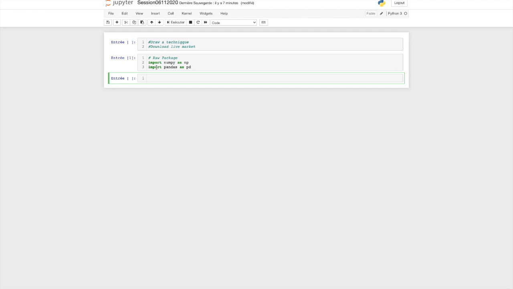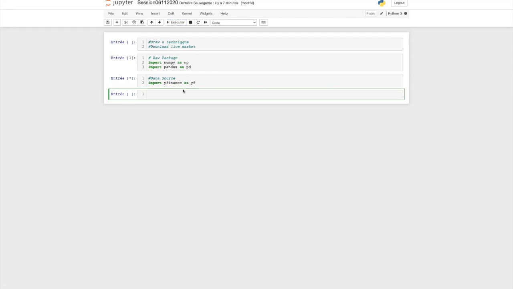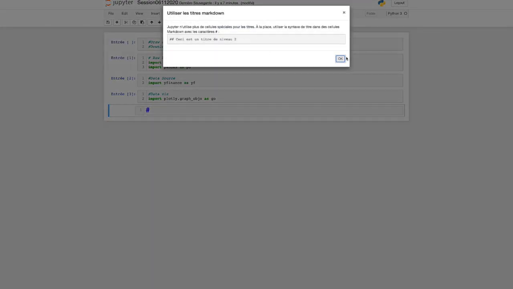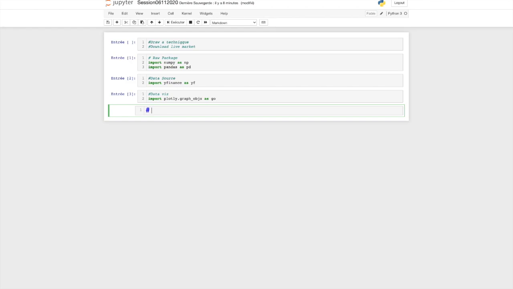But if you want live market data, you're going to have to go through the Yahoo Finance API. That's what we are going to do here. Choose Yahoo Finance API as a data source, and use Plotly in order to visualize our data and our band. Let's go. Okay. Now we have imported our packages. Okay, let's put a title to the live graph that we are going to draw. Live graph. Execute.